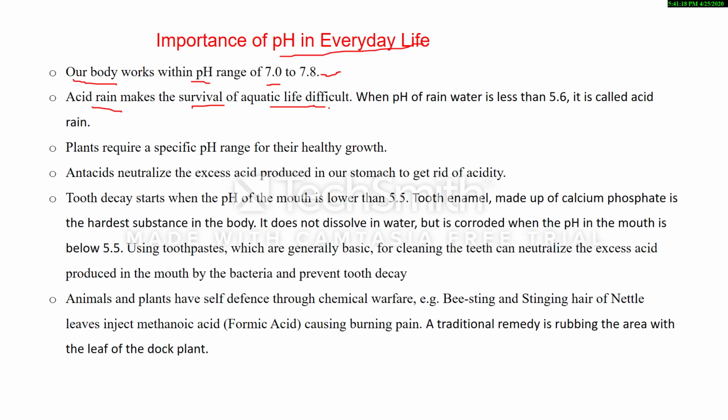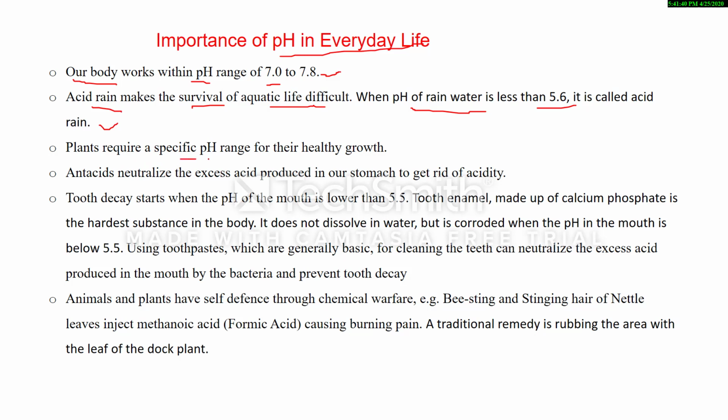What is this acid rain? When the pH of rainwater is less than 5.6, it is called acid rain. And as we know, the rainwater of this acid rain ultimately goes to the ponds or rivers, and it makes that water acidic. That's why aquatic life becomes difficult.